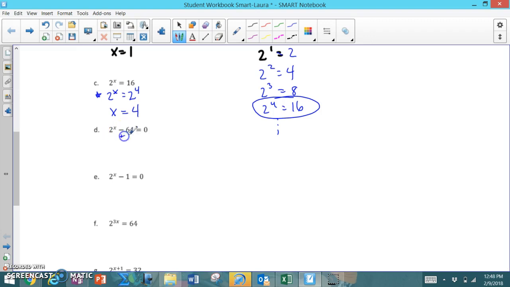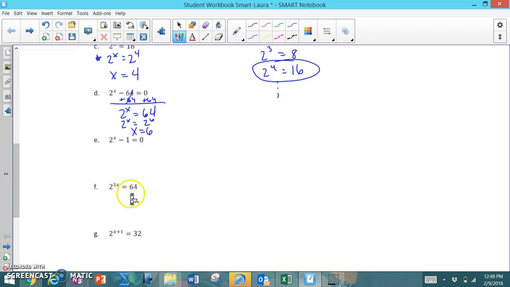So in one like D, you would just want to add 64 to both sides first. Get 2 to the x equals 64. Again, ask yourself 2 to what power is 64, and it's when x equals 6. Again, I could think about it like that, or I could rewrite it as 2 to the x equals 2 to the 6th first. Get it to that situation where we have the same base and can set the exponents equal to each other.